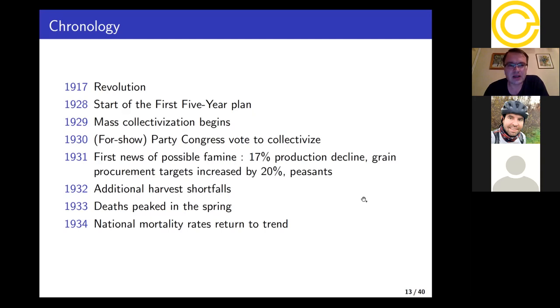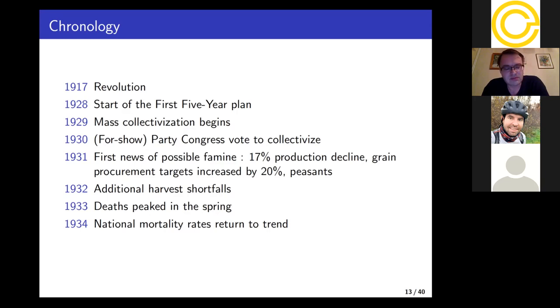Stalin made a decision about mass collectivization in 1929. This policy started to be implemented in this year. In 1930, there was a party congress which voted for this policy. Of course, it was a sure vote, but I mention it here because we use data on delegates to this congress as a particular measure.